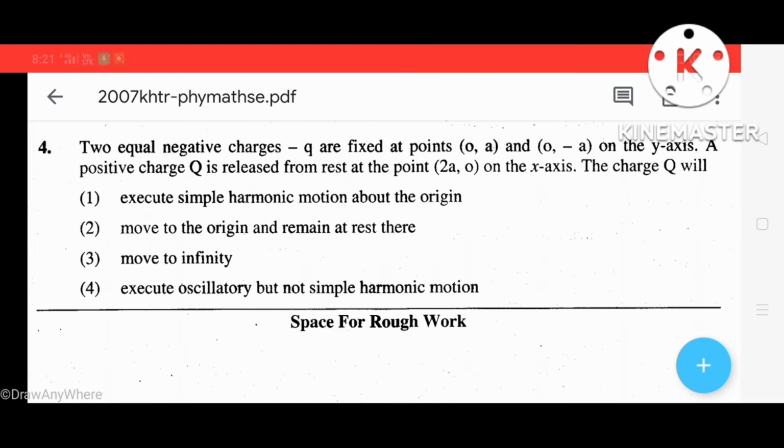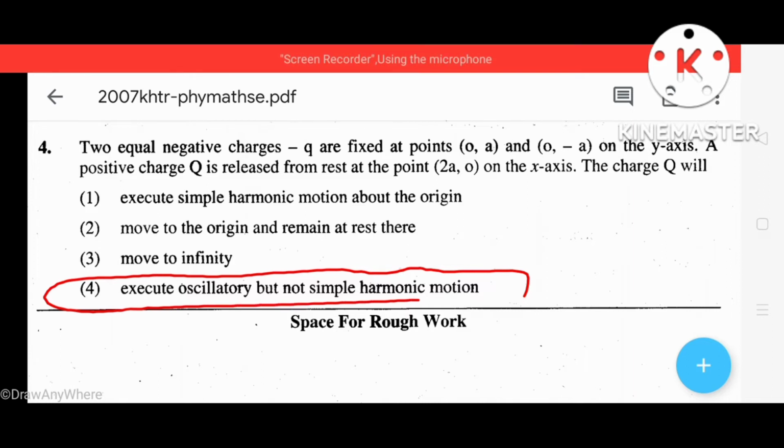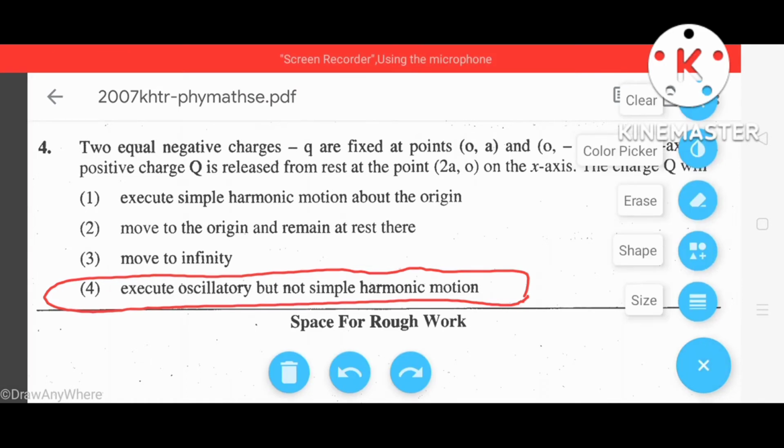The charge q will execute oscillatory motion but not simple harmonic motion. Okay, so the fourth one is the correct answer.